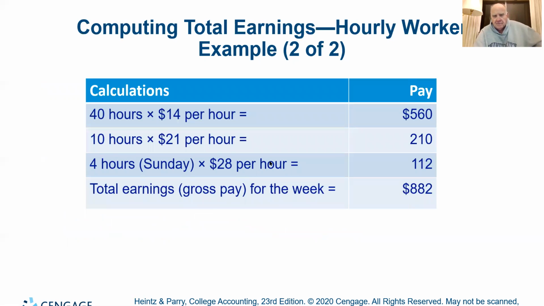So let's see what we have here. We know she worked 40 hours a week and her straight time rate is 14. So 14 times 40, $560. We know she worked 10 hours at time and a half, $210. And then she had 4 nice hours at double time. So her gross pay is $882. That is going to be your debit to salaries and wages expense or wages expense.